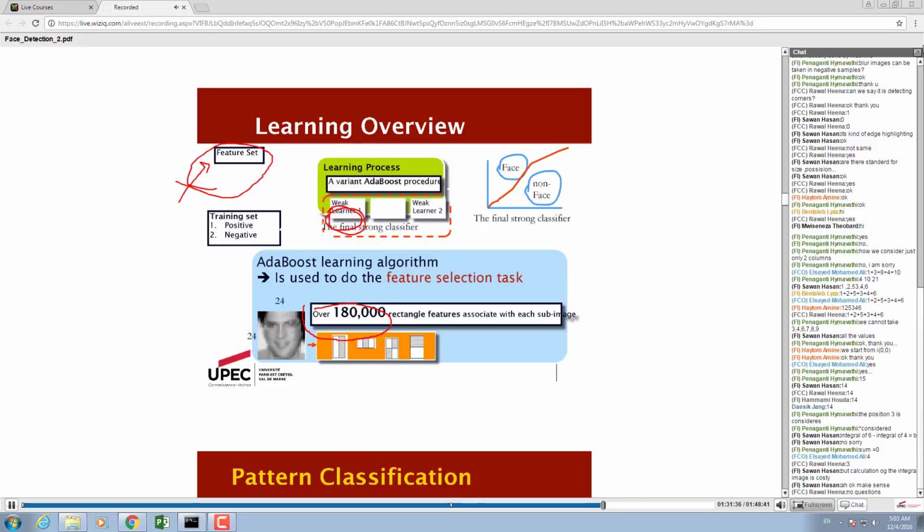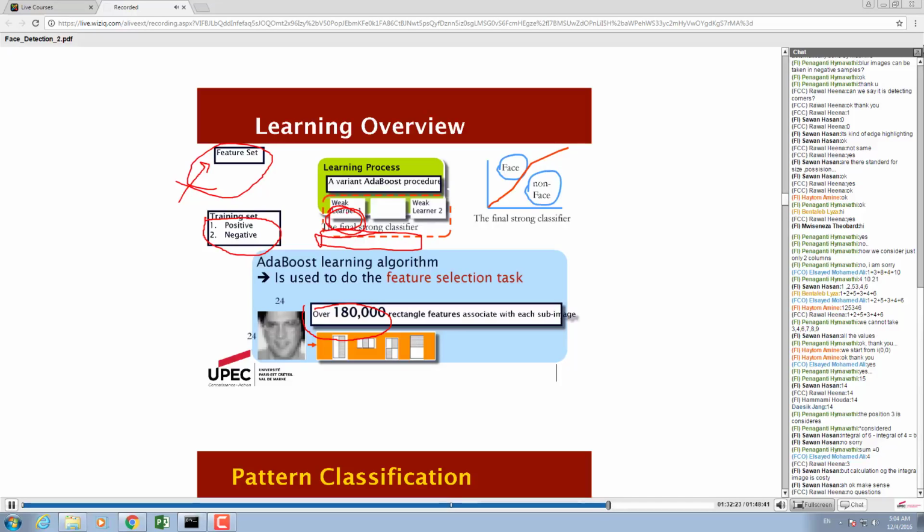Then the learning process. In the learning process, we use the terms weak learner and weak classifier. Every one of the 180,000 features becomes a weak classifier, a weak learner. We try to select among the weak classifiers, and our target is to generate the final strong classifier.